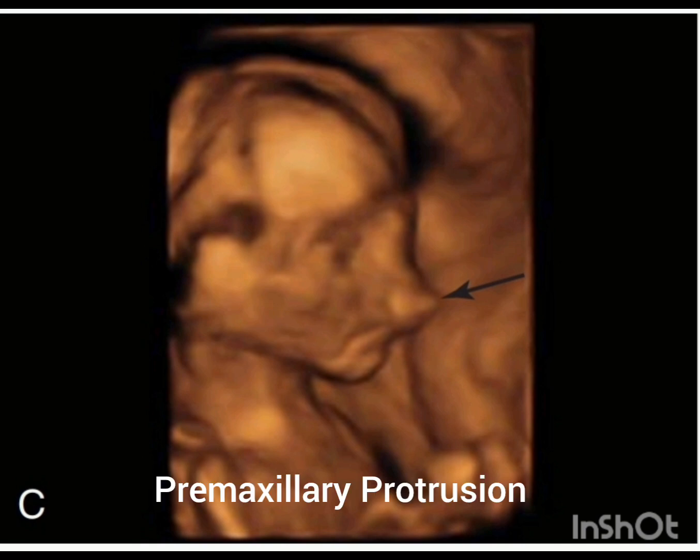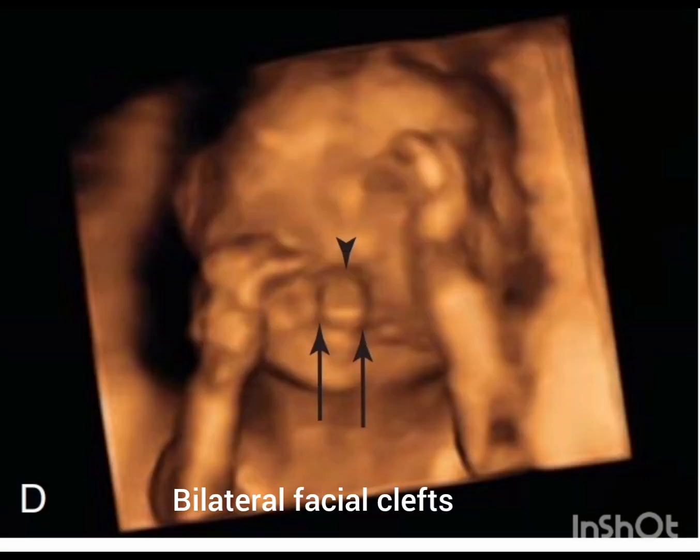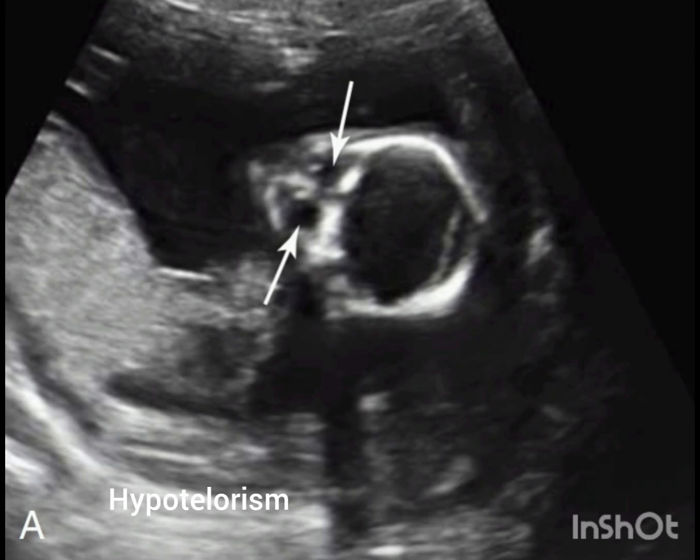This 2D image shows premaxillary protrusion indicated by the black arrow. This 3D image clearly shows the bilateral facial clefts with the arrowhead showing the premaxillary protrusion. Let's talk about hypotelorism. Hypotelorism is an abnormally small distance between the orbits.